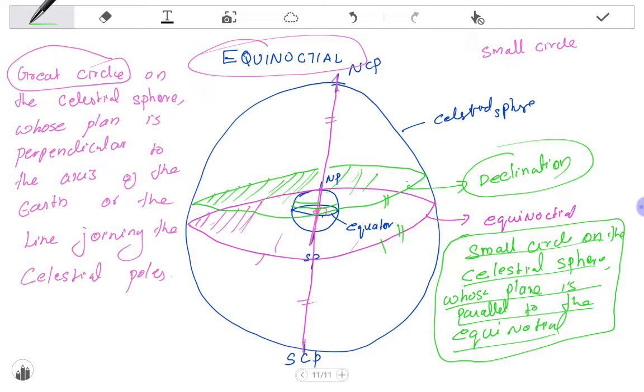Okay, so now let's discuss what a celestial meridian is. I can draw the celestial meridian, but I cannot write everything. So what is a celestial meridian?